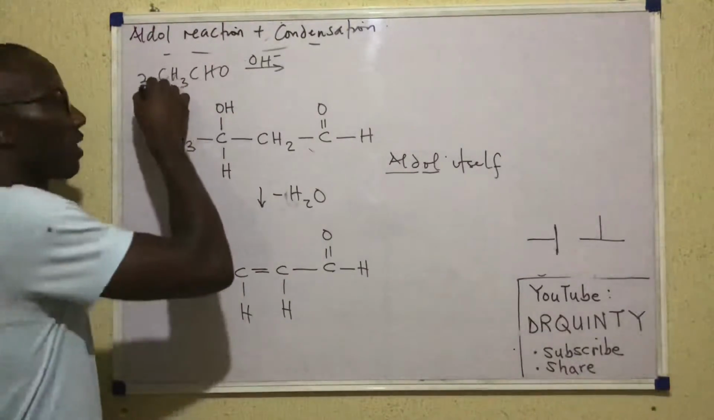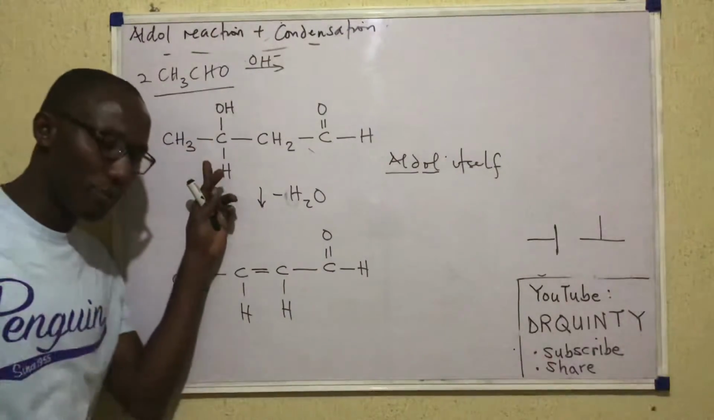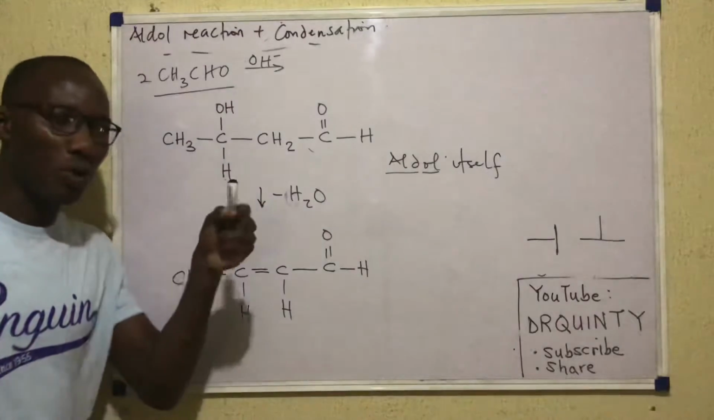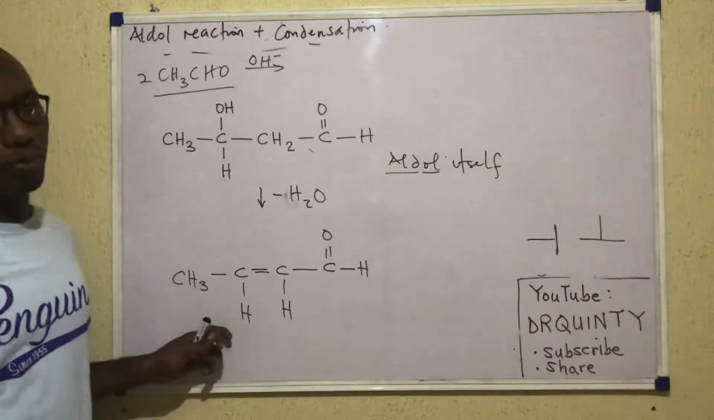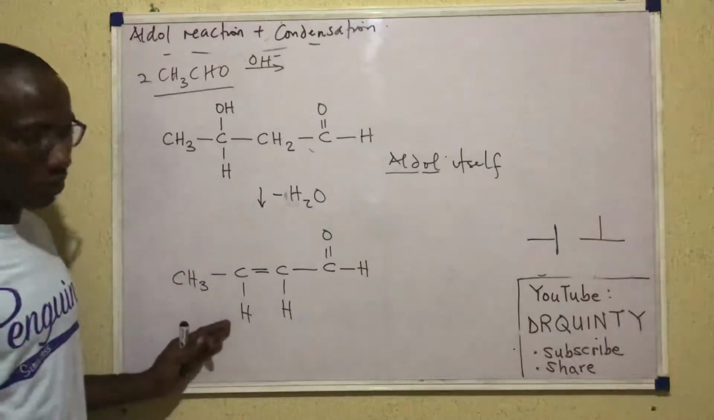So starting with ethanal, for aldol formation, this is my product. But for aldol condensation, this is my product. So I have 2 different products based on formation and condensation.